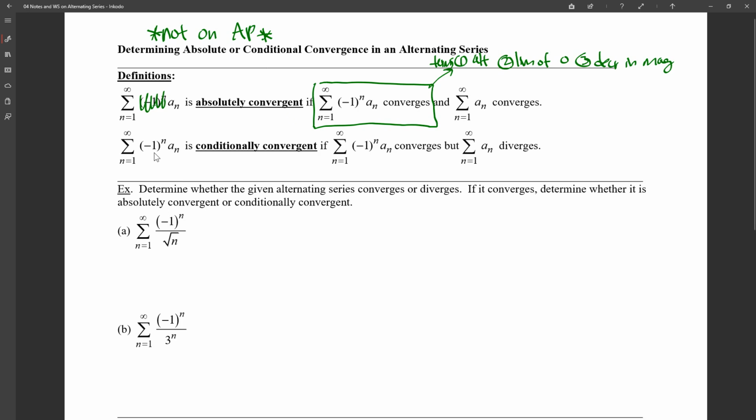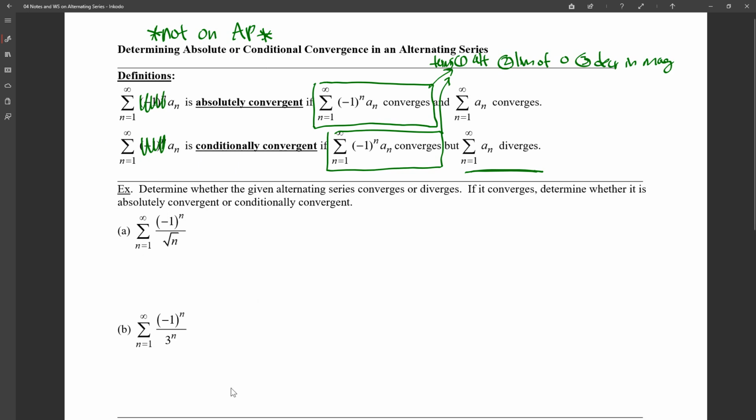If you ignore your alternating part here, first of all, you have to say that the series converges by alternating series test. But if you ignore your negative 1 over n here, the alternating part, and you figure out that your a sub n actually diverges, then what we say is that our series is conditionally convergent. All right, so let's look at some examples of that.